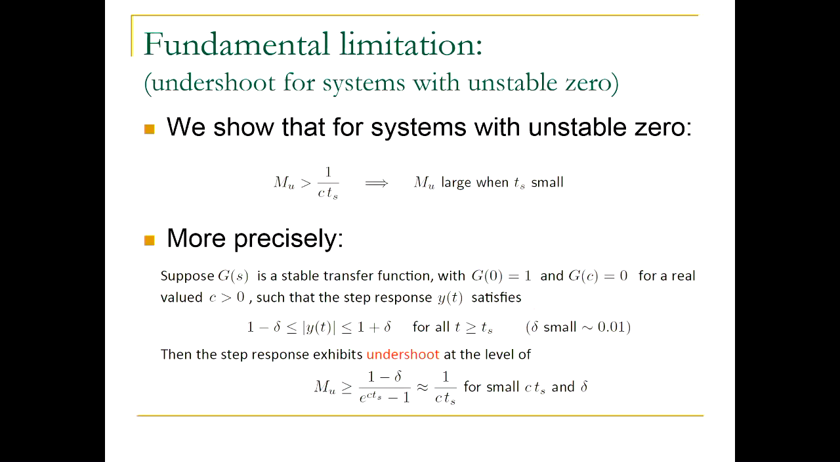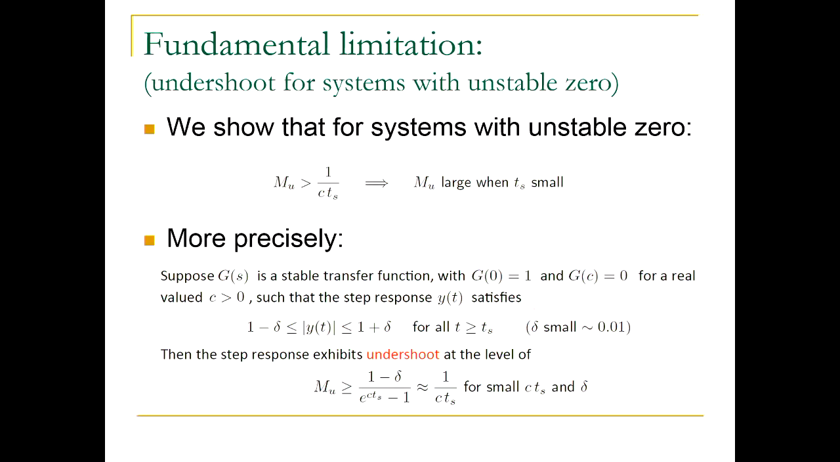Here's the precise statement of the result. You can state this result for a much larger class of transfer functions than the example I gave you. So what are the conditions on the transfer functions? We are supposing that G(s) is a stable transfer function, so all poles have strictly negative real parts. We also assume that G(0) is 1. This is just an assumption; this formula would only be valid under these assumptions. And also that G(C) is 0.